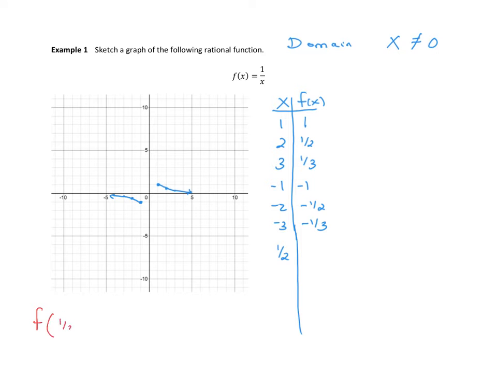F of 1/2 is equal to 1 divided by 1/2. But if you divide by a fraction, you're multiplying by the reciprocal. This is really 1 multiplied by 2 over 1, which is 2. So if you plug in 1/2, the value you get back for y is 2. The trend is, if you look at 1/3, the only difference is you'd have a 3 instead of all these 2's, so the answer is going to be 3. If you plug in 1/4, you'll get 4.